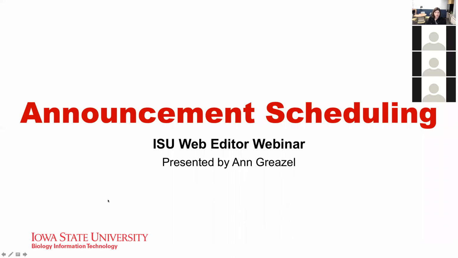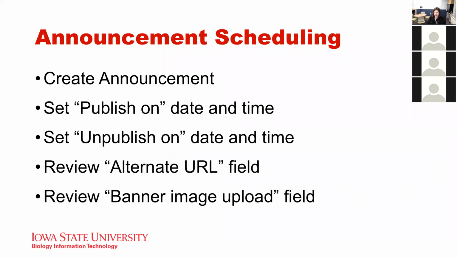Okay, so on to announcement scheduling. For announcement scheduling, I'm going to show you how to create an announcement and then how to set the publish on and unpublish on dates. That will allow the announcement to be published on a certain day and time and then automatically removed from your website publicly at a certain date and time as well. So the content will not be deleted, it will just be removed from the public viewing. And then we'll go over the alternate URL field and how to upload the banner image.